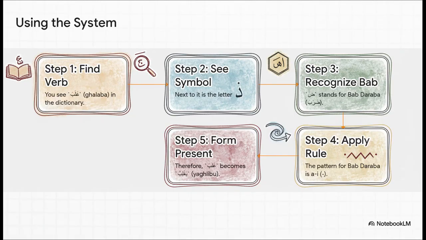Let's walk through exactly how this works. Say you look up the verb ghalaba, which means to overcome. In the dictionary, right next to it, you see the letter dad. That's it. That's the light bulb moment. Because you know that stands for Bab Daraba, and you've memorized that the pattern for Daraba is A-I. So you just apply that rule, and you know with 100% certainty that the present tense has to be yaghlibu. No more guessing. You just solved it.